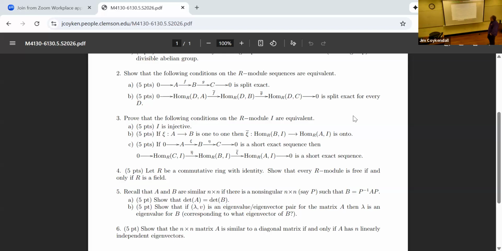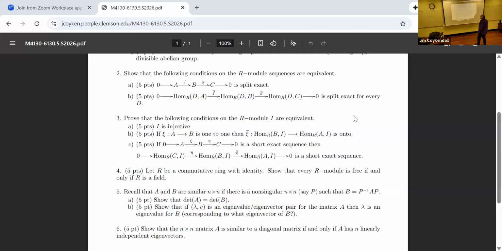Number 4, this is an important thing that I need to bring to your attention. It's a moral imperative that I ask this call. Suppose you have a commutative ring with identity. Show every R module is free if and only if R is a field. Now, you already know that if R is a field, then all R modules are free. The interesting part is the other direction.